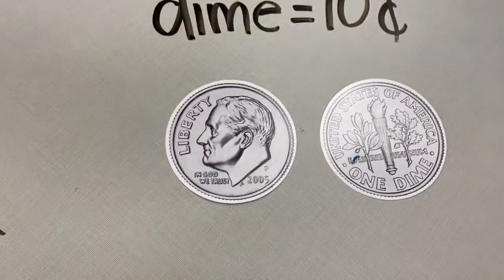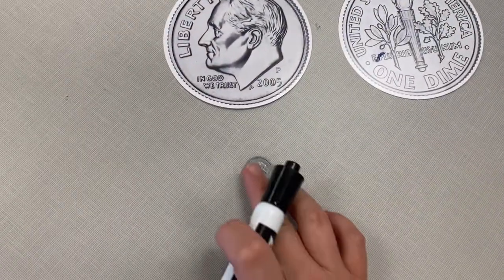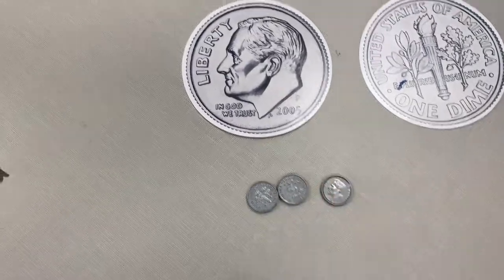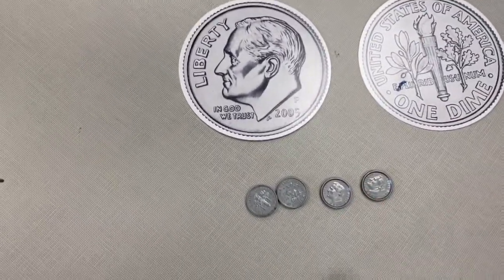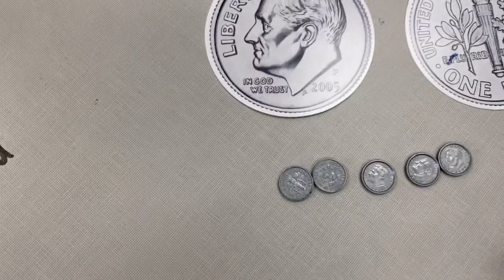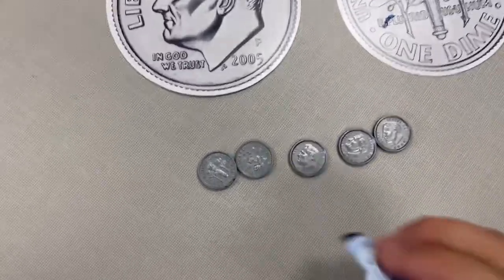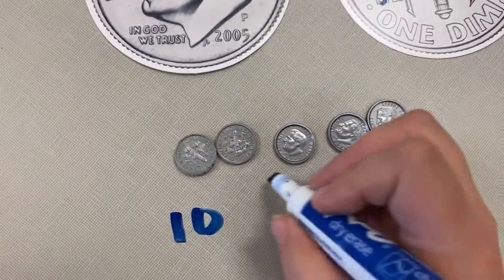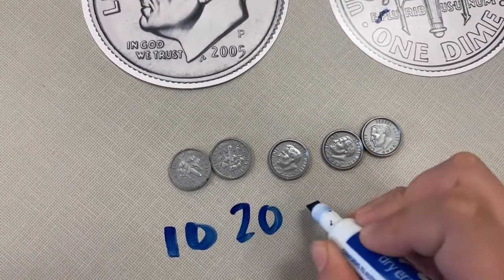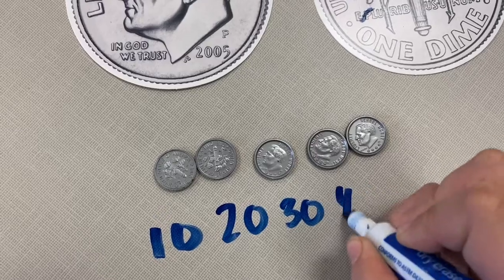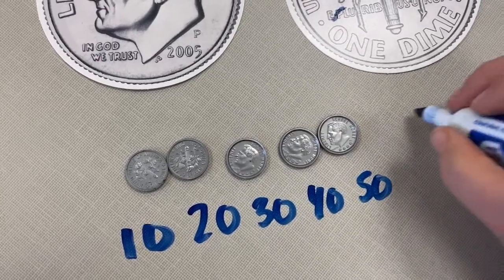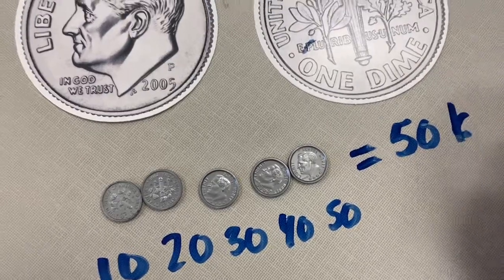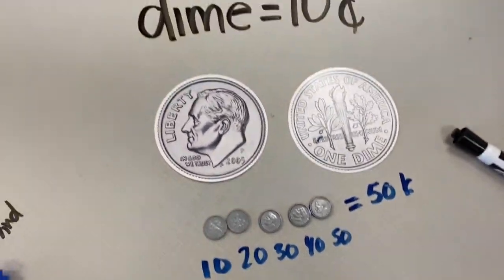And I count my dimes by 10, so we're going to practice. 10, 20, 30, 40, 50. So I could count those and I can write the amount. So I can say 10, 20, 30, 40, 50. So 5 of these dimes equal 50 cents because I'm adding 10 or skip counting by 10 each time.